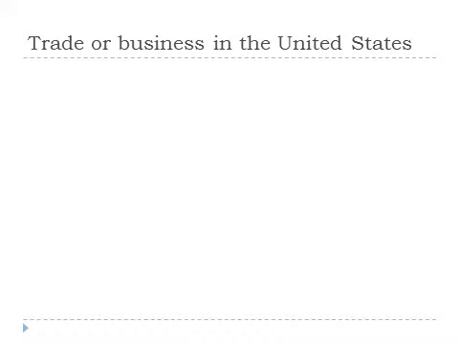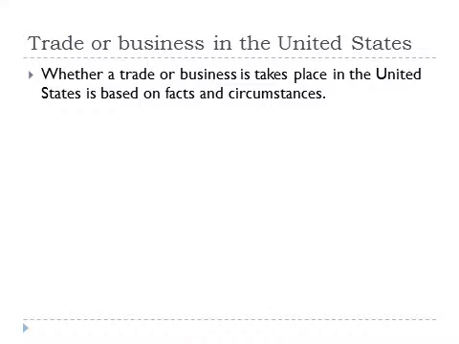The second requirement for a U.S. trade or business is, if there is a trade or business, that activity must be carried on, at least partly, in the United States. Whether a trade or business takes place in the United States, that is, whether the business activities actually take place in the United States, is based on facts and circumstances.